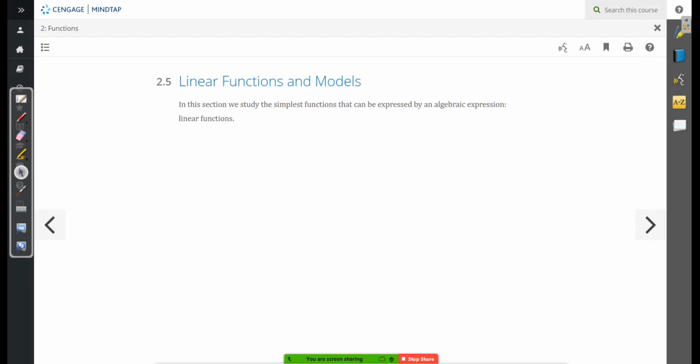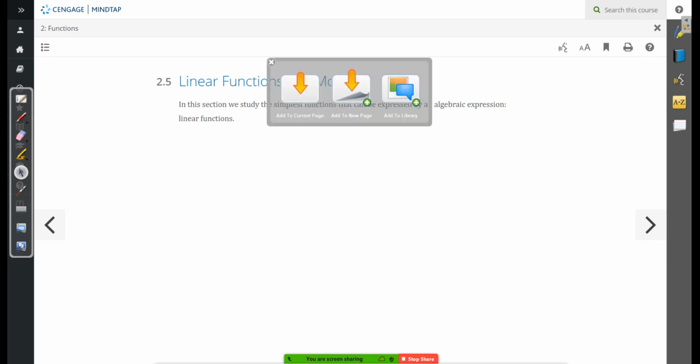Okay, so today we're going to be going over two sections. The first one being 2.5, linear functions and models. I'm going to just briefly touch on linear functions.